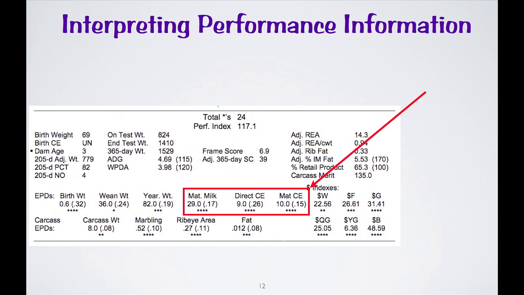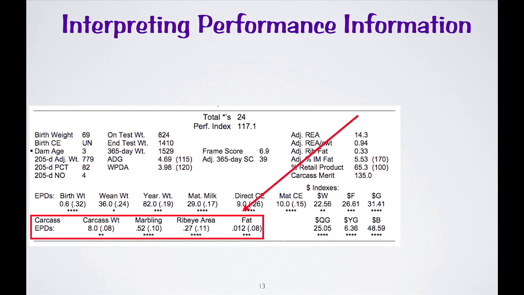Below those EPDs, you'll see EPDs for the carcass traits. We have carcass weight, marbling or intermuscular fat, and ribeye area, and then the fat measurement is the back fat, or the external fat on the carcass at the 12th rib. This particular bull also has strong performance for marbling and ribeye area, not as good a performance for carcass weight.